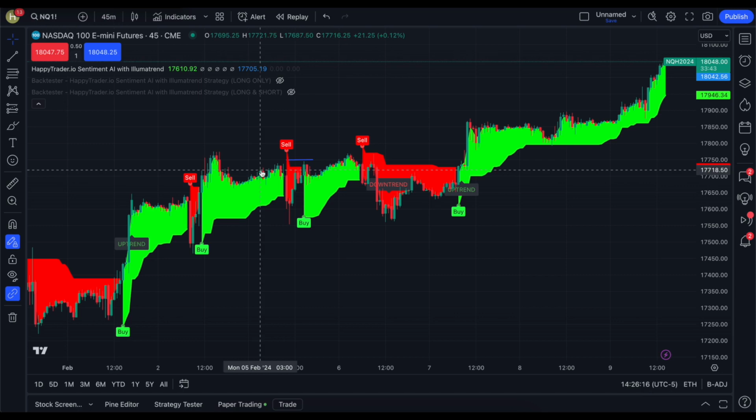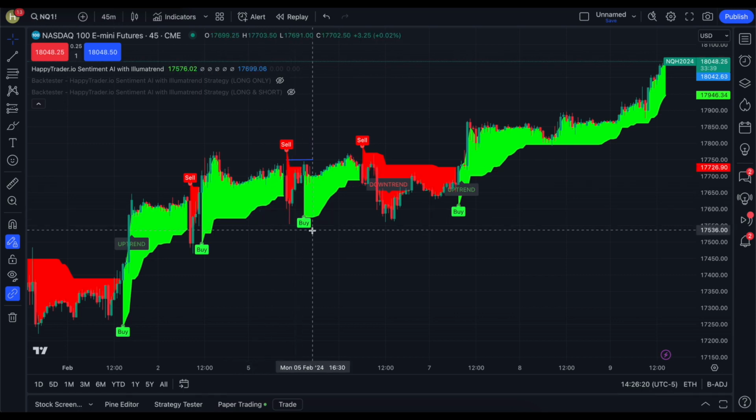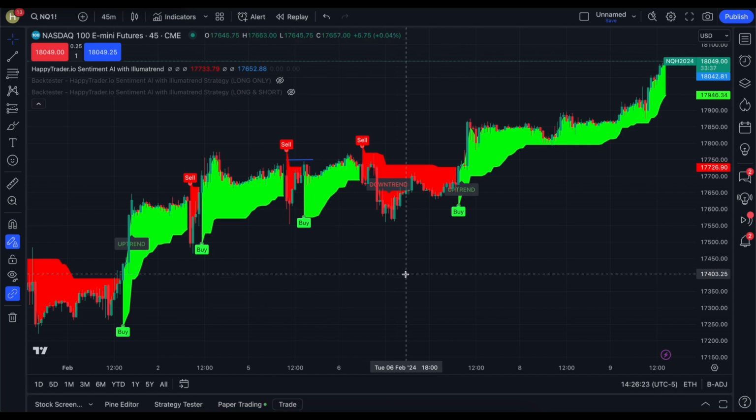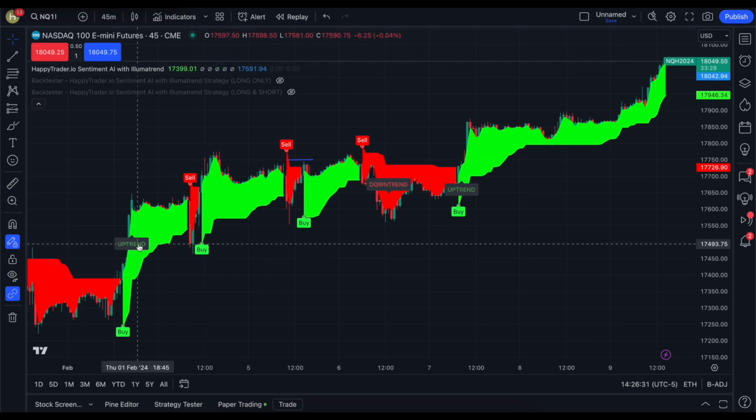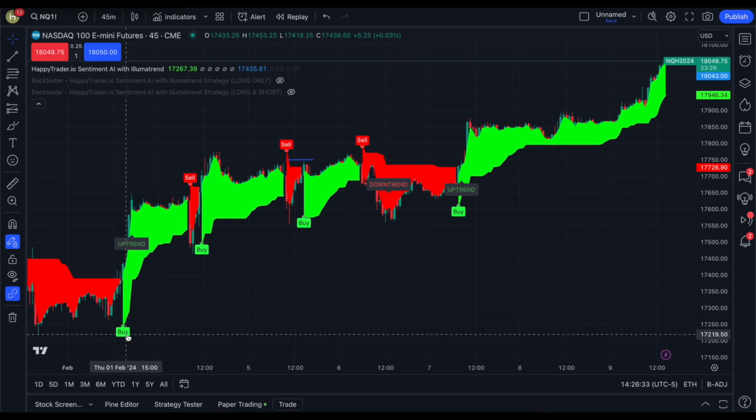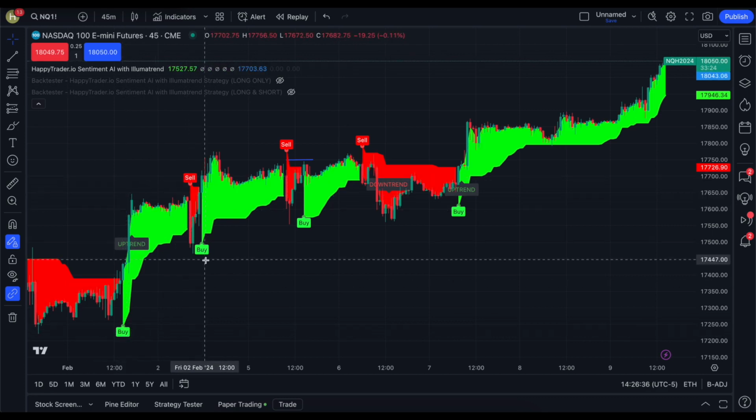I liked the response that we had from our ES video on the S&P, so I figured why not do one for the NASDAQ as well. So we're going to be looking at both the long-only strategy and the long and short. And remember, we're not Supertrend. We don't trade nor backtest off of these potential trend reversal signals.